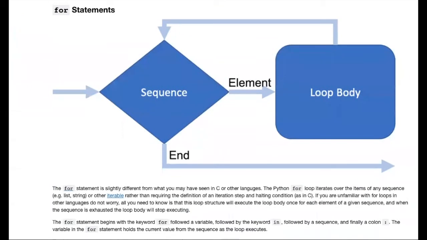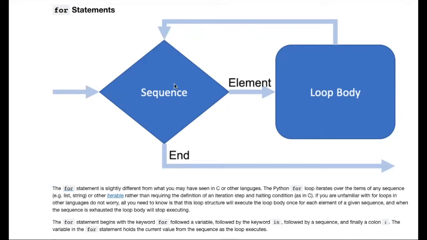The for loop is similar to the while loop, except that it executes its loop body once for every element in a sequence. If we look at the diagram here, given a sequence, which could be a list or a string or even an object that generates elements on the fly, for every element in the sequence, the loop body is going to be evaluated once. And after the loop body finishes, we're going to loop back and get the next element from the sequence.